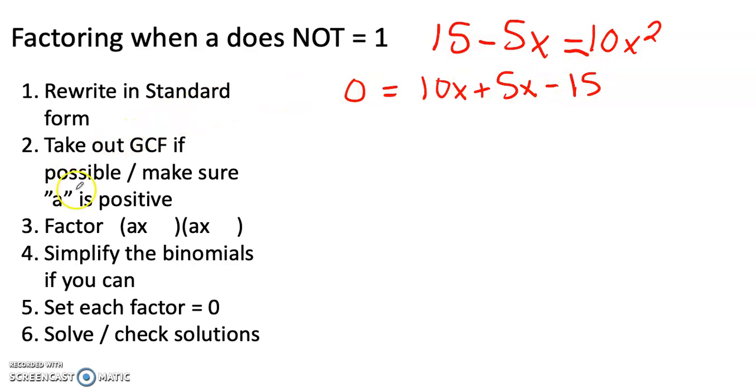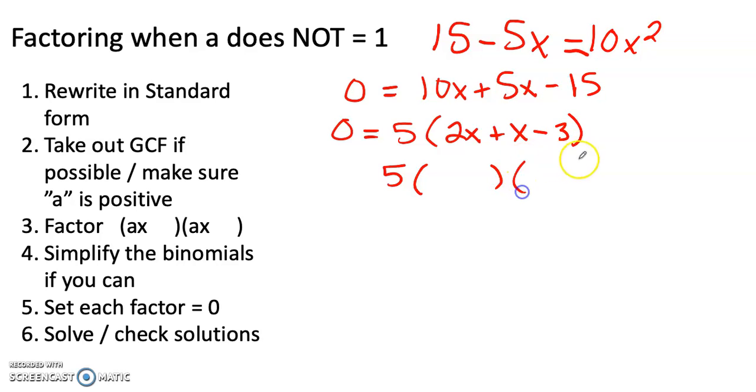All right, so my a is positive. Now take out the greatest common factor if possible. I can see that I can divide by 5 across the board here. So let's factor out a 5. All right. So now at this point, I want to figure out kind of my reverse FOIL here. My factors that will multiply to my a times my c, but add to my b. So I create this little t-chart.